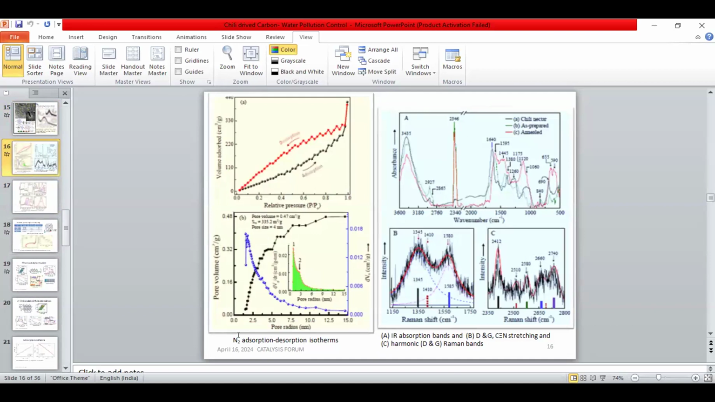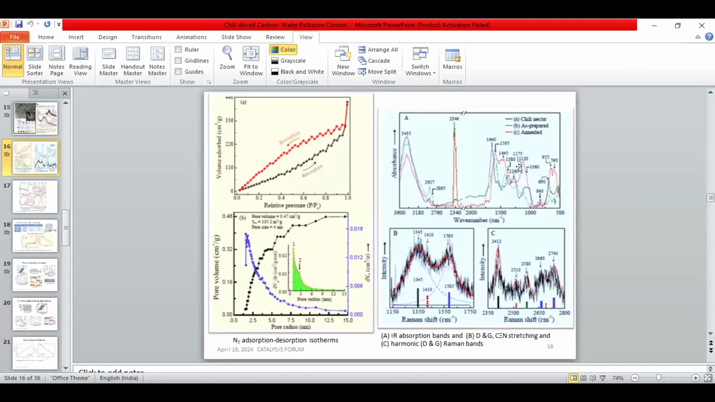we have gone through the nitrogen adsorption and desorption isotherms, and we found that there are mini pores, having a pore volume of nearly 0.5 cubic centimeters per gram, with a surface area of 335 square meters per gram and a pore size of nearly 4 nanometers. The second bottom figure shows that the maximum pores have a radius of 2 nanometers. That means it is a major porous structure, which is very important for pollutant degradation.